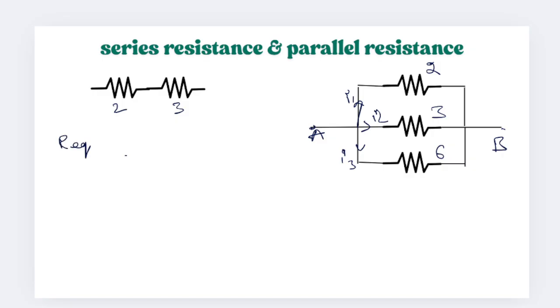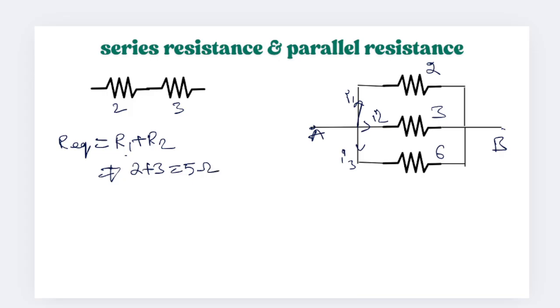So it is connected in series. The formula for the series resistance is R equivalent equal to R1 plus R2. So R equivalent is equal to 2 plus 3, which is equal to 5 ohms.